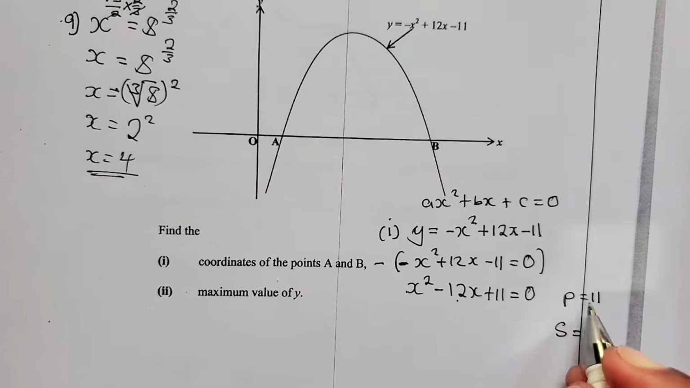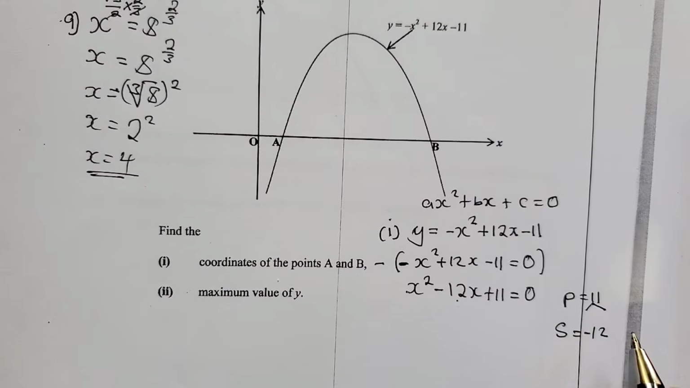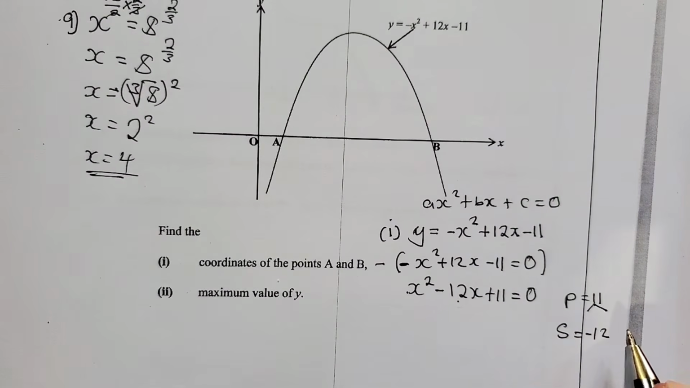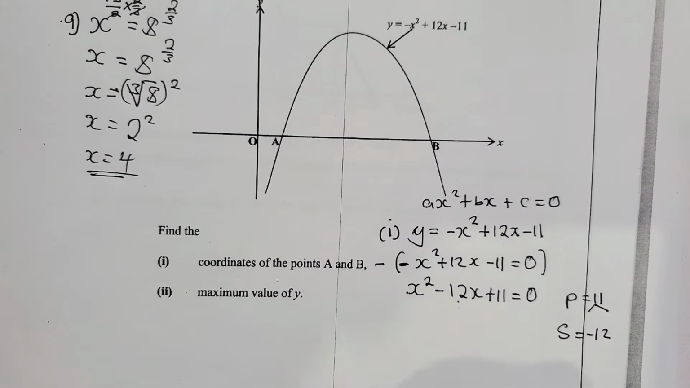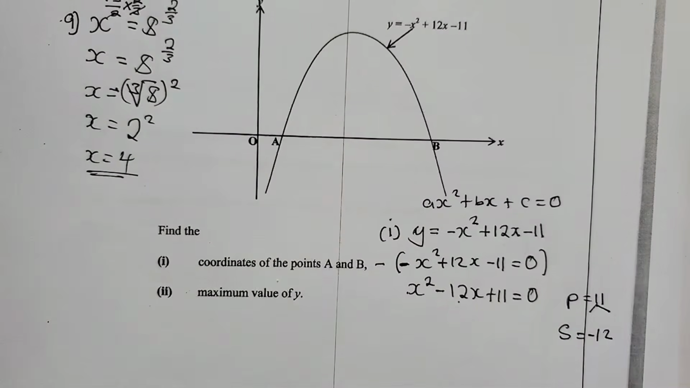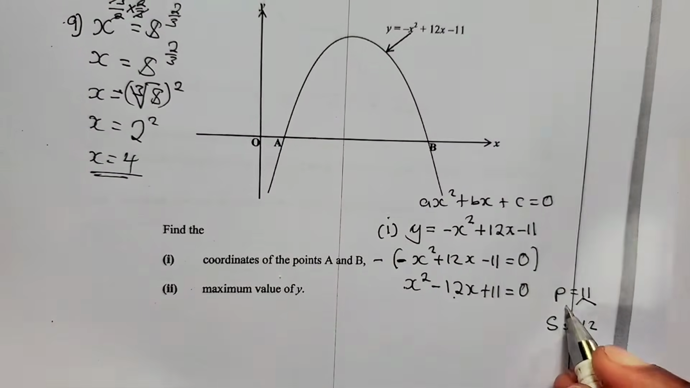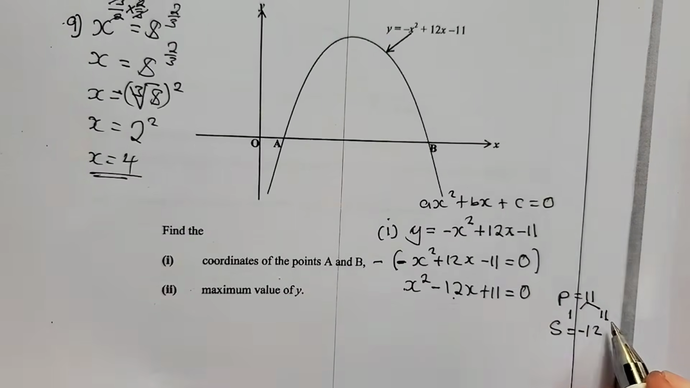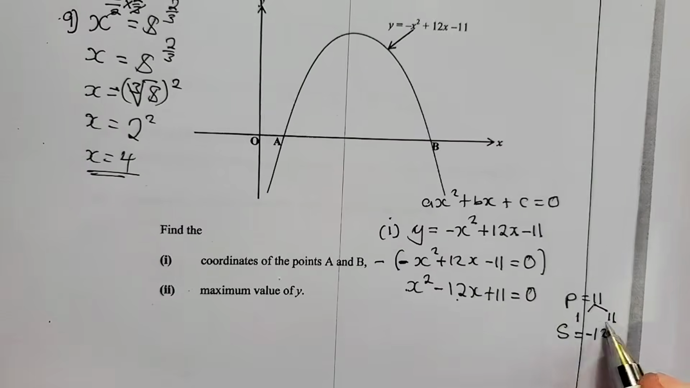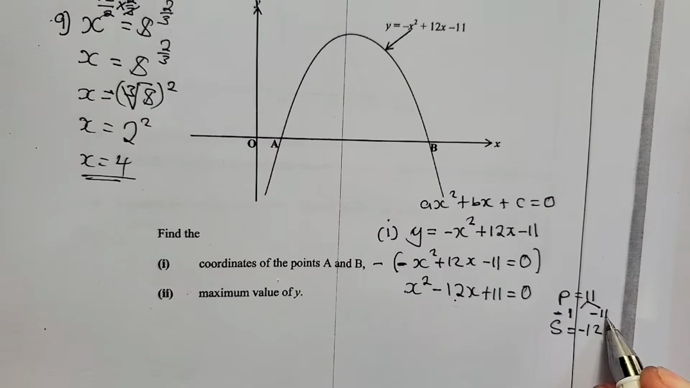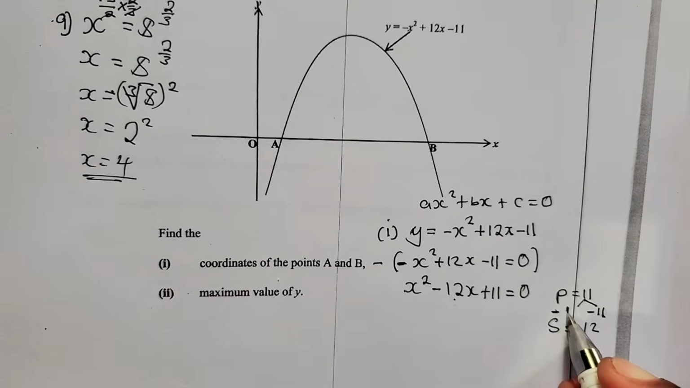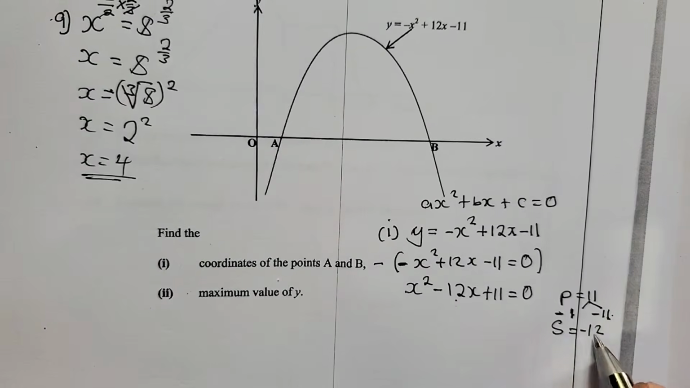Now, two numbers that, when you multiply them, give you 11, and when you add them, give you negative 12. What are those two numbers? We notice that we have 1 and 11 itself. Both numbers must be negative, because negative 1 times negative 11 is positive 11, and negative 1 plus negative 11 is negative 12. So these are the factors.